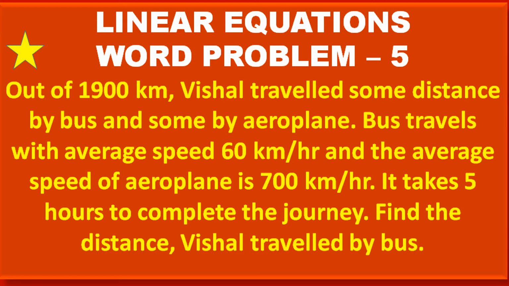Friends, now we have to solve one star problem from your textbook. See, what is the problem? Out of 1900 kilometer, we shall travel some distance by bus and some by aeroplane. Bus travels with average speed 60 km per hour and the average speed of aeroplane is 700 km per hour. It takes 5 hours to complete the journey. Find the distance we shall travel by bus.